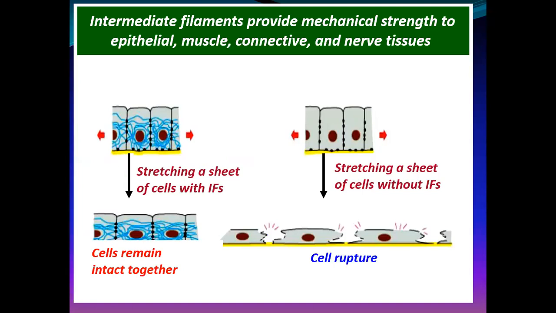So when you are stretching, what happens? The cell can rupture when it doesn't have the intermediate filaments. So the intermediate filaments provide mechanical strength to epithelial, muscle, connective and nerve tissue. You can see on the left-hand side, when the stretching takes place, the cells remain intact together. Understand? Clear?